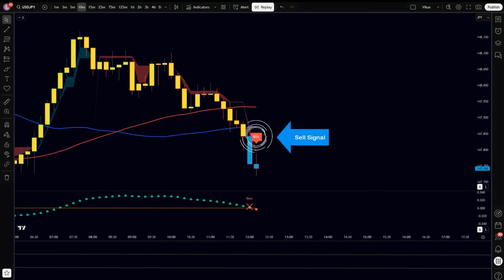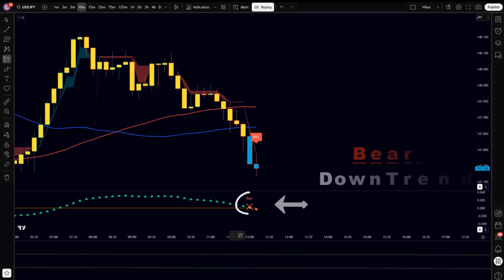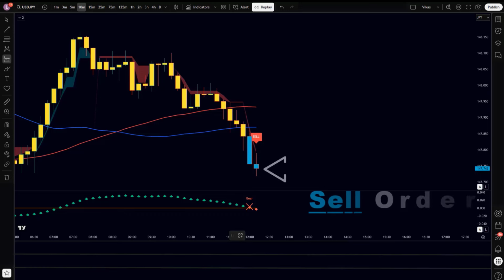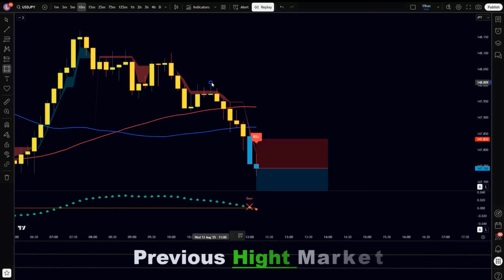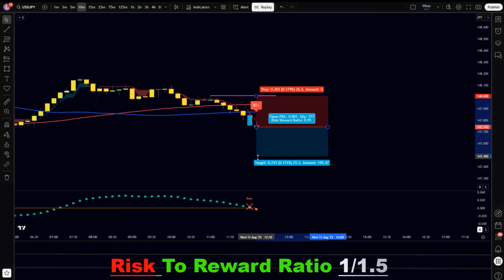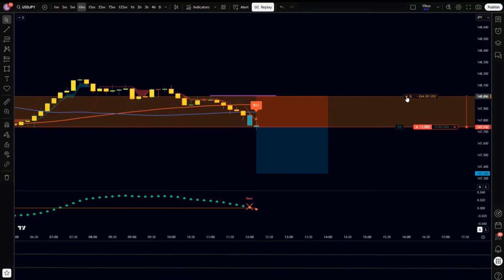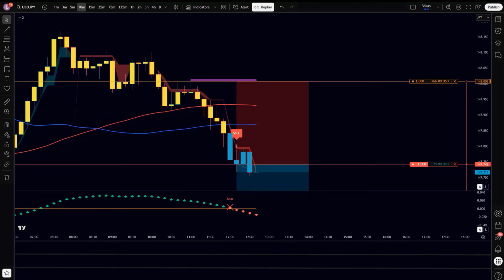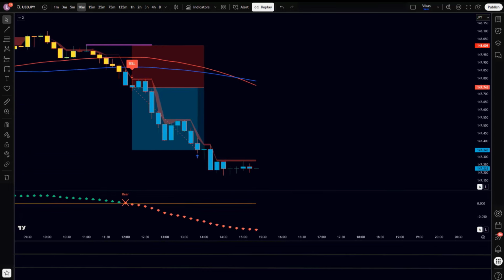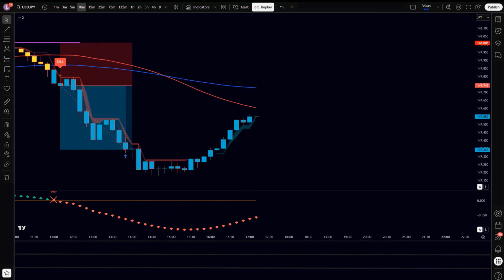When the THF Ultimate AIO Trend Pro indicator gives us a sell signal, when the Easy Entry Exit Trend indicator shows a bear downtrend signal, and when the market forms a bearish candle, if this condition is fulfilled, then we will place a sell order. Our stop loss is to be placed at the previous high of the market. And the risk to reward ratio will be 1:1.5. The market has completely hit the target. I hope you must have understood this trading strategy.